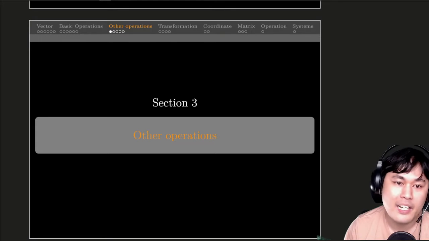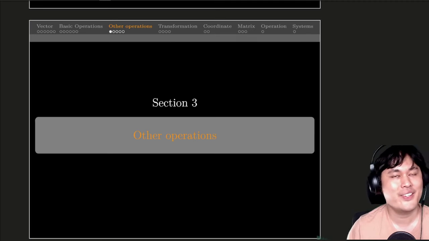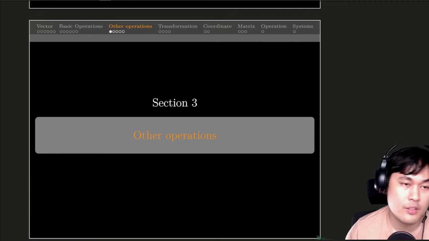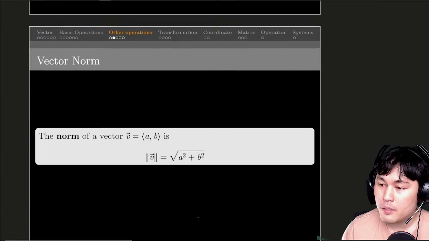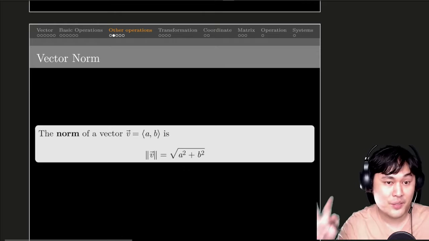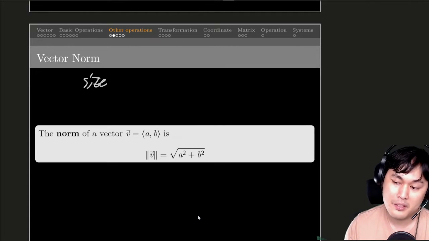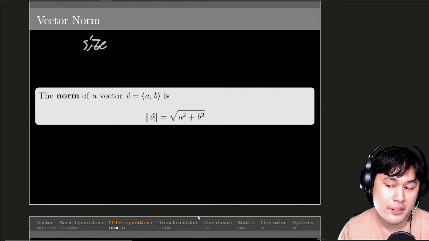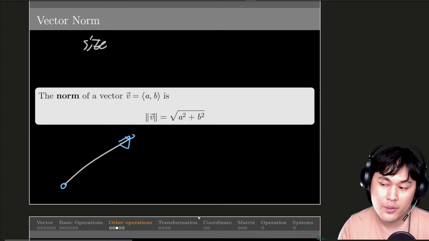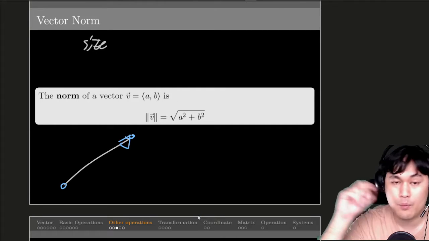Alright, so in the third part, we will learn two other basic operations, and I think that's all the basic operations we need to use when we deal with vectors. First, we have the vector norm. That's just a fancy way to talk about the size. Since a vector can be represented as a line between 2 points with an arrowhead on one side, we can just talk about how long that line is, what the length of that line is.